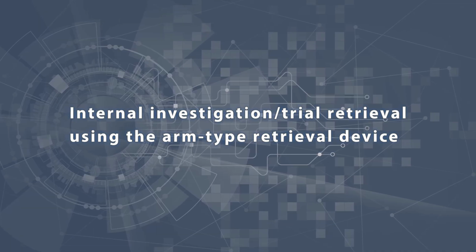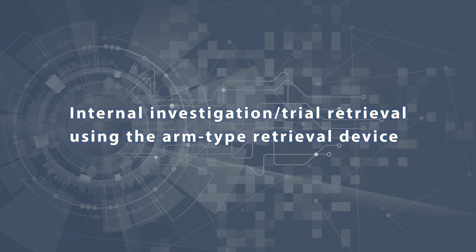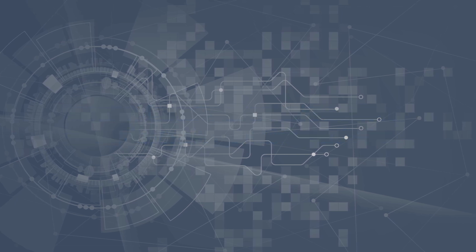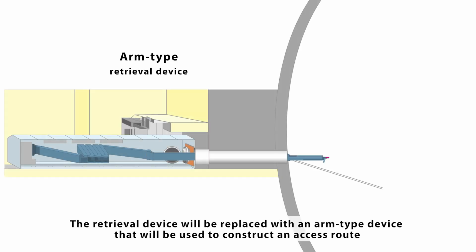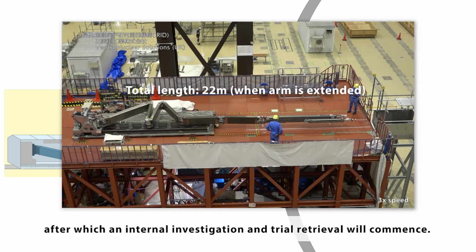Internal investigation and trial retrieval using the ARM-type retrieval device. The retrieval device will be replaced with an ARM-type device that will be used to construct an access route, after which an internal investigation and trial retrieval will commence.